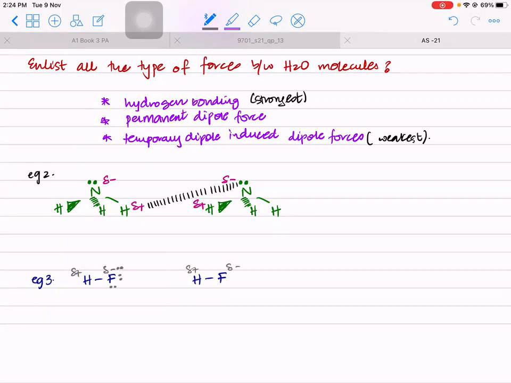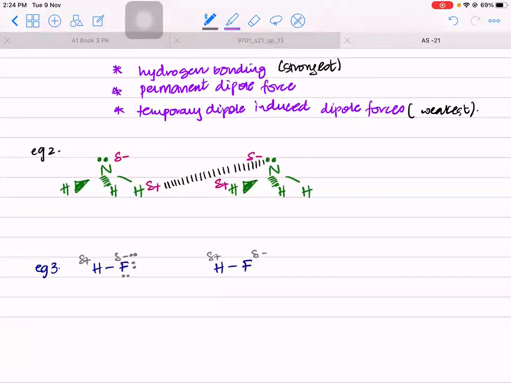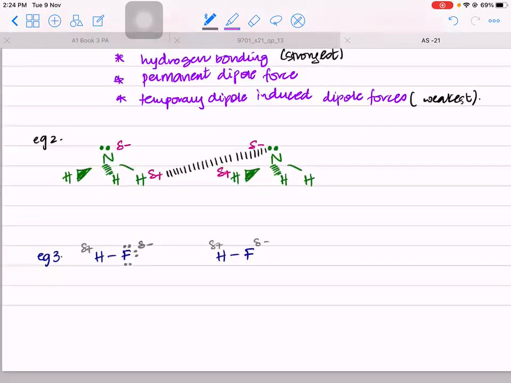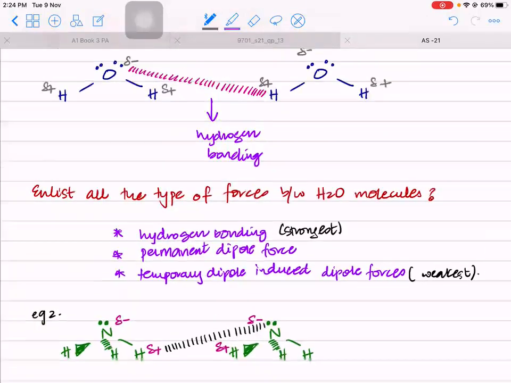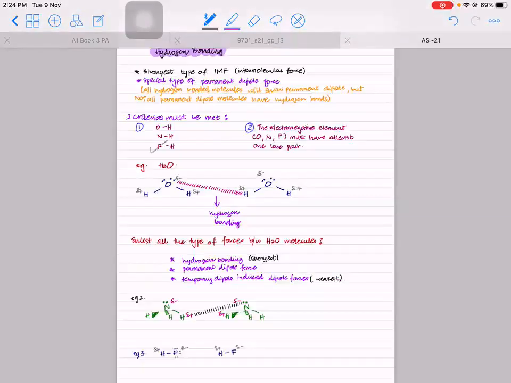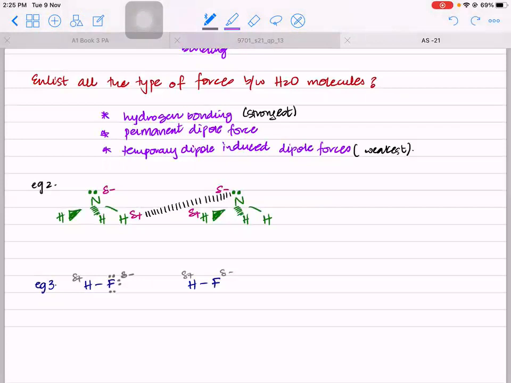Do you see you have 3 lone pairs? Yes. I'm just going to put the lone pair here and the partial negative there. And right here, you have a lone pair, and do you see this is a polar molecule right here? The first criteria, F with an H, is that fulfilled? Yes. The electronegative element must have at least one lone pair. Does it have it? Yes.